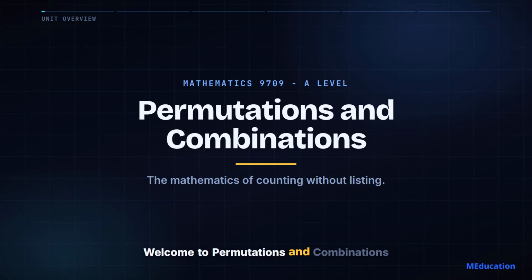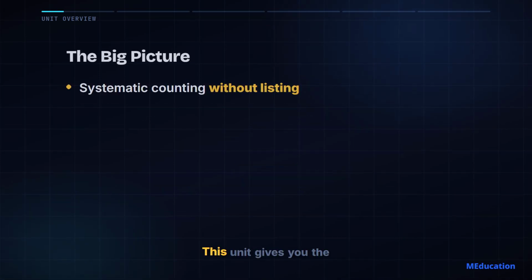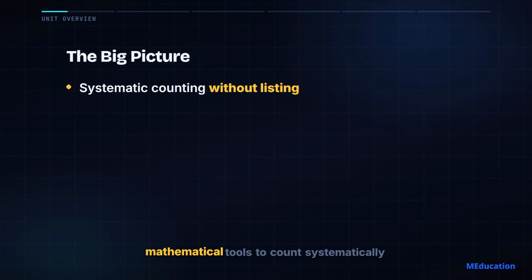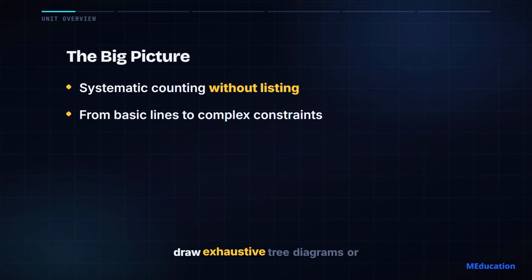Welcome to Permutations and Combinations. Before you can calculate the probability of a complex event, you must first know how many ways that event can actually happen. This unit gives you the mathematical tools to count systematically, so you never have to draw exhaustive tree diagrams or list possibilities by hand.